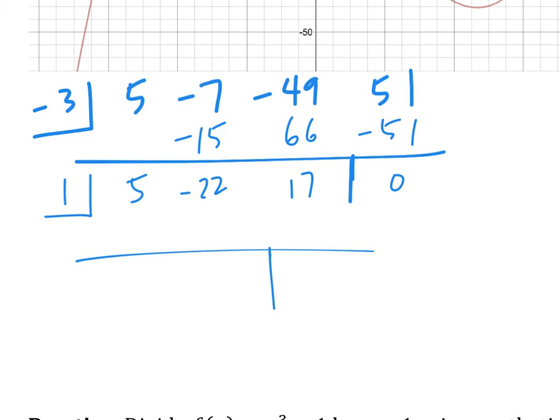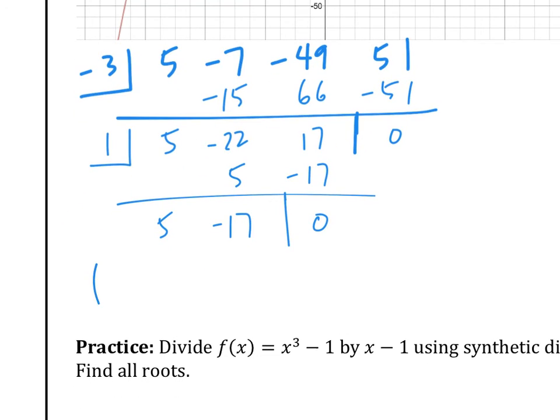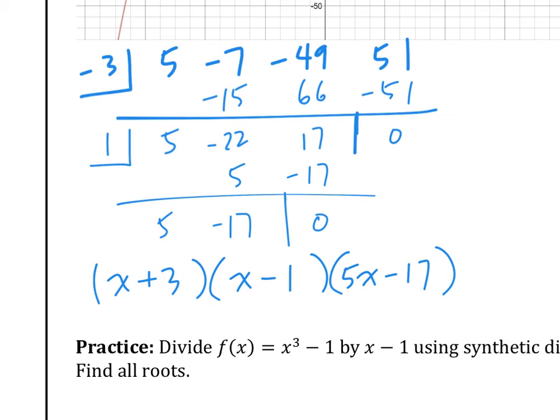The next thing you do is take down the 5. 5 goes in here, -17, -17, 0. So now how do we write the 3 factors? We have 3 zeros, so that means we have 3 factors. Someone give me one of them. X plus 3, yes? X minus 1, and the last one. Yeah, 5x minus 17. That's what 5 and -17 mean.